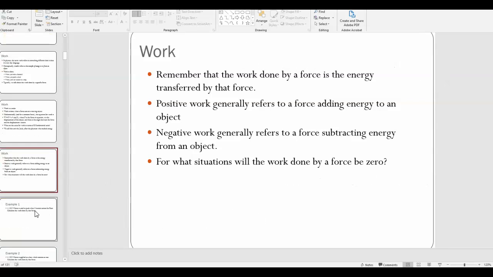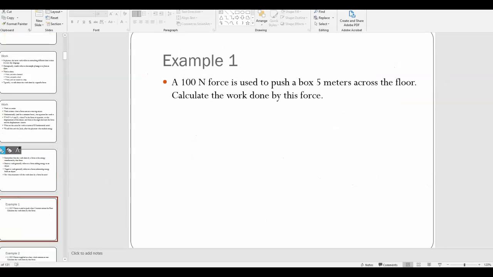Okay, so example one. We're going to start off with a baby problem. We have a 100-newton force used to push a box 5 meters across the floor. Calculate the work done by this force. Well, we have the applied force. The box moves 5 meters. And let's just say, for the sake of simplicity, that the force is pushing the box in the positive direction. So that way, the direction of the displacement is also in the positive direction.